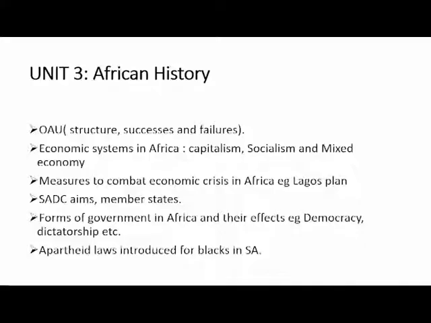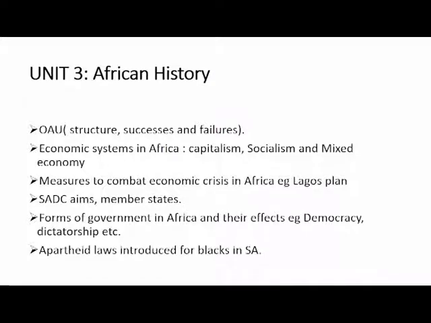By knowing the aims, you should now look at the bodies that made up the structure of the OAU. For example, the Assembly, the Council of Ministers, just to mention a few. The specific bodies have specific functions. You should also look at the functions of these bodies. I've only given two examples, but there are a lot of bodies that made up the structure of the Organization of African Unity.